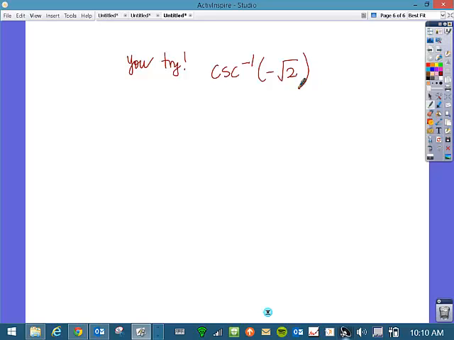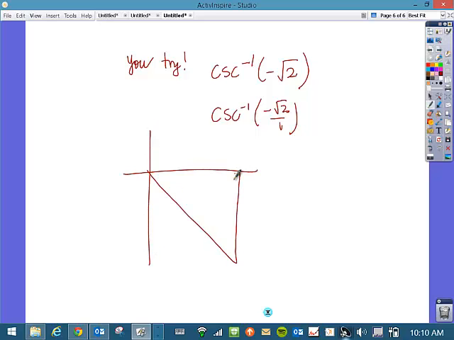All right, cosecant inverse of negative √2. So first we can think of this as cosecant inverse of negative √2 over 1. Cosecant is the reciprocal of sine. Sine would be negative in the fourth quadrant, or arcsine would be negative in the fourth quadrant. So cosecant is hypotenuse over opposite. So opposite would be negative 1. Your hypotenuse would be √2, making this 1, making this 45 degrees.